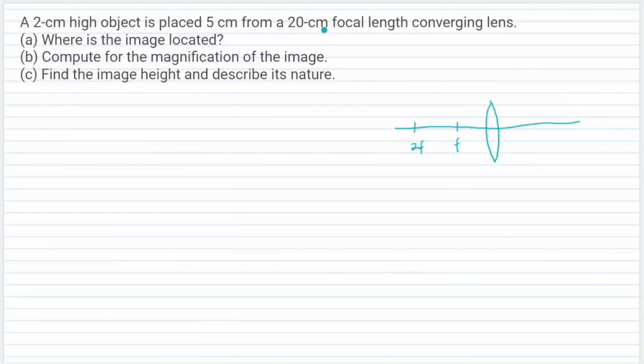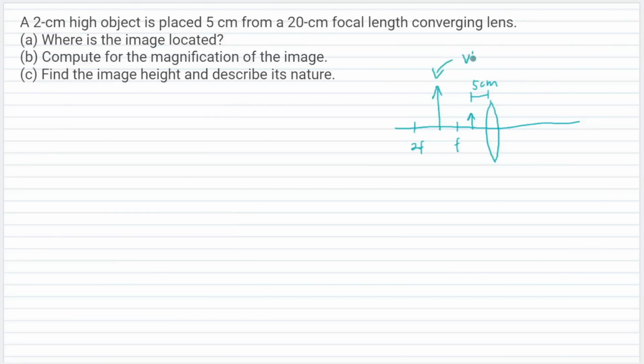So, sabi dito, 20 centimeters ang focal length. And the object is 2 centimeters high, placed at 5 centimeters. So, F would be 20 and then the object would be here kasi 5 centimeters lang. Again, the drawing is not to scale. So, medyo dyan ko lang nilagay para makita siya. Pero in reality, dapat mas malapit pa siya doon sa ating lens.